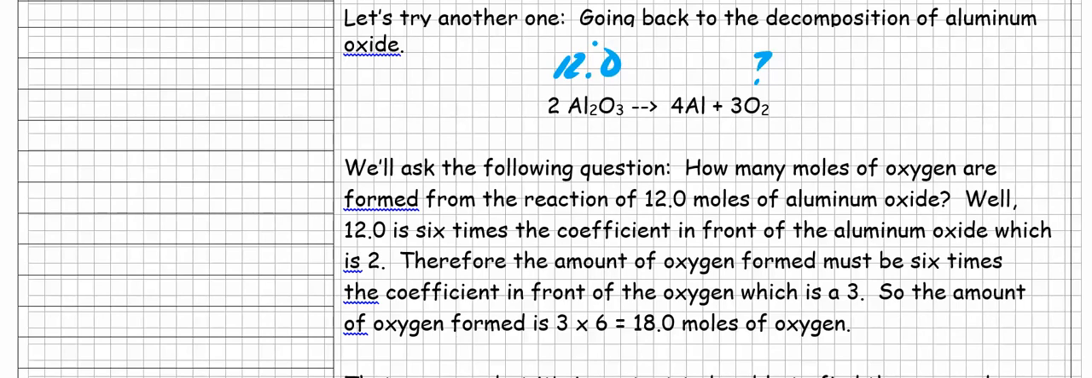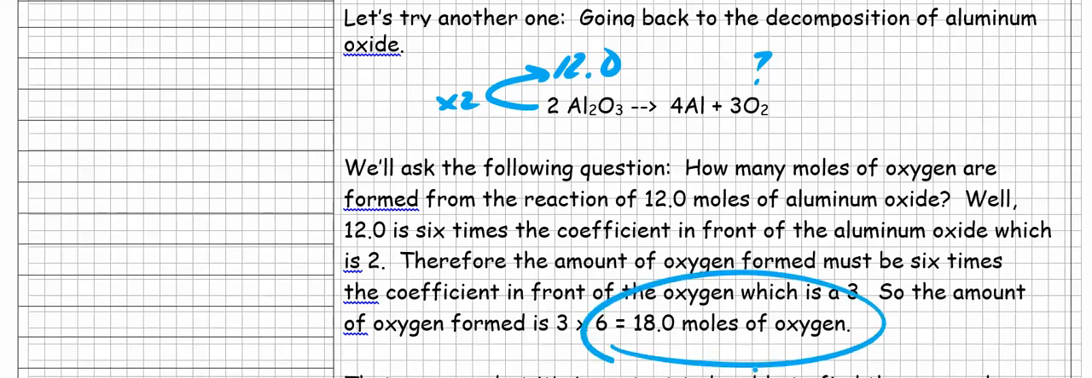Well, 12 is 6 times the coefficient in front of the aluminum oxide, which is 2. So if I take 2 times 6, I get 12. Therefore, the amount of oxygen formed must be 6 times the coefficient in front of the oxygen, which is a 3. So the amount of oxygen formed is 3 times 6, 18 moles. 18 moles of oxygen are formed. Okay, so that answers this question.